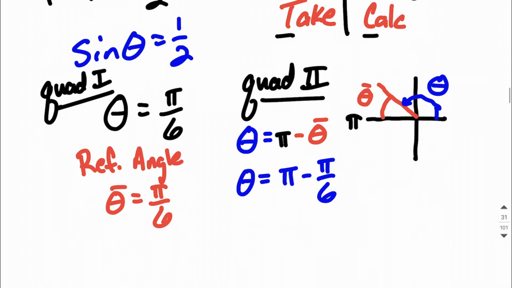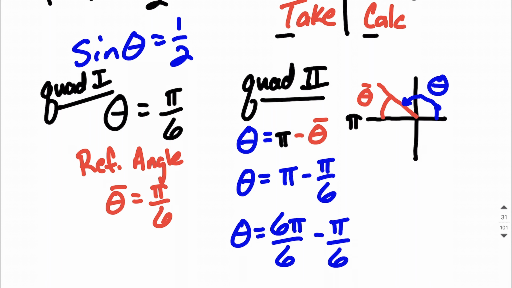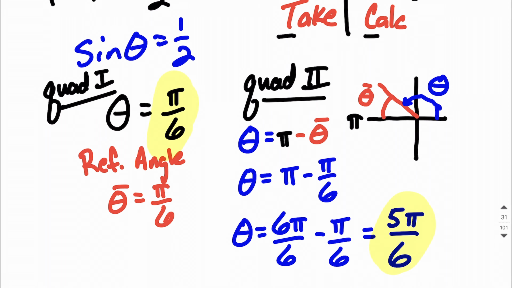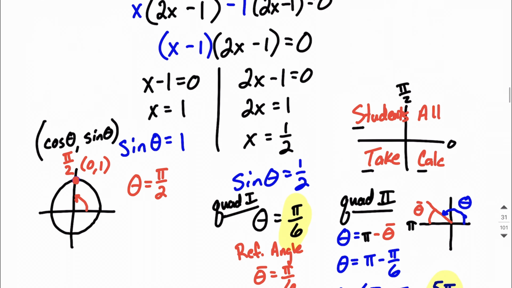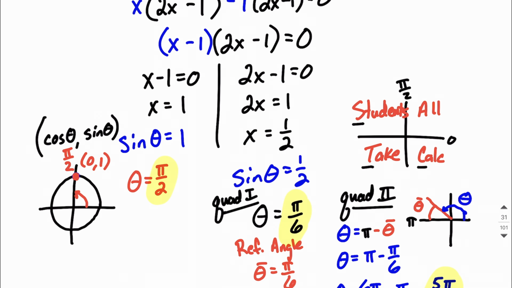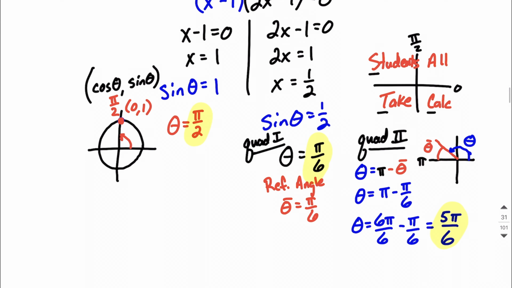Let's rewrite that with a common denominator. So theta equals, we want 6 as our common denominator, so 6 pi over 6, that's equivalent to 1 pi, minus pi over 6, which gives us 5 pi over 6 for an additional solution. And that's all of our solutions, actually. We found the one in the first quadrant, where sine equals a positive 1/2. We found the value in the second quadrant, sine of 5 pi over 6 also gives you 1/2. And then over here, we had found pi over 2 is a third value that gives you sine of theta equals 1.